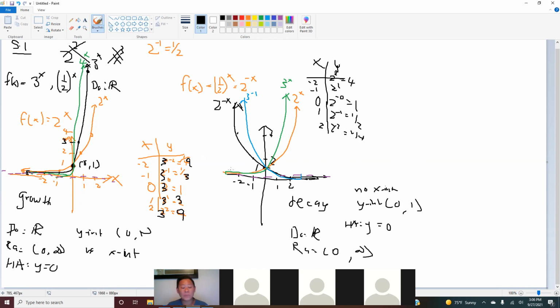Okay. So these are the two very important exponent functions. The reason why you need to know this is because of application. There are some word problems here.